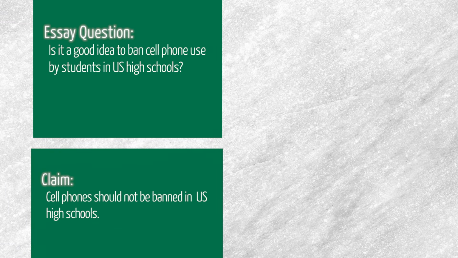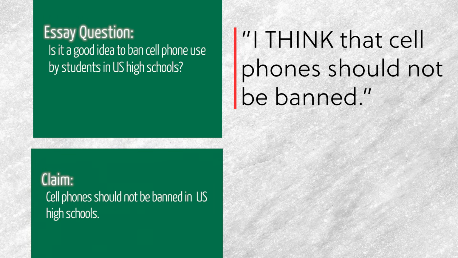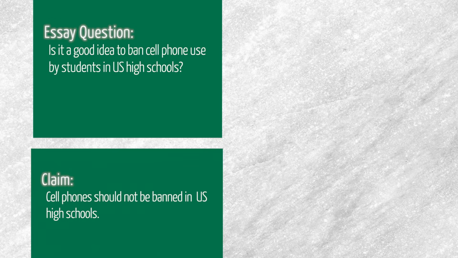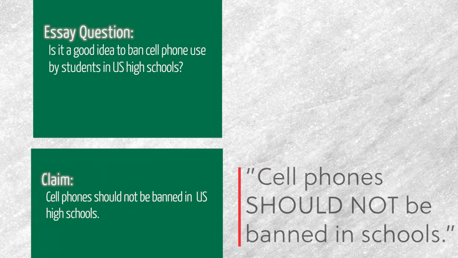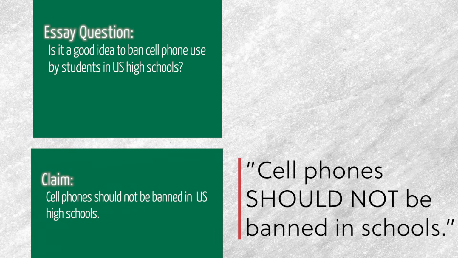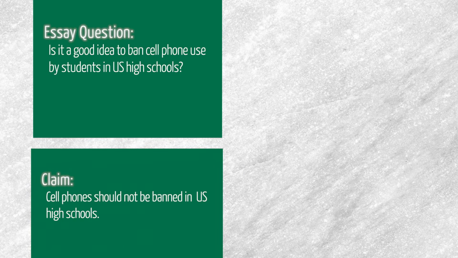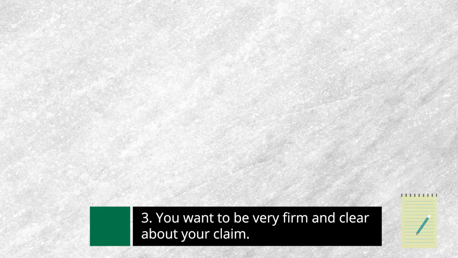Let's roll back just a little bit to the original claim that I had. The claim I put for this argument on cell phones was that cell phones should not be banned in U.S. high schools. Notice how I didn't put something like, I think that cell phones should not be banned in U.S. high schools. And I didn't put, I believe that cell phones should not be banned in U.S. high schools. Instead, I just outright stated, cell phones should not be banned in U.S. high schools. The reason why I didn't put something like I believe or I think is that when you are stating a claim, you want to be very, very firm about it. You don't want your audience to think that you're not sure about your position.